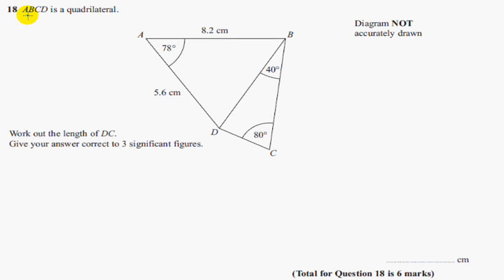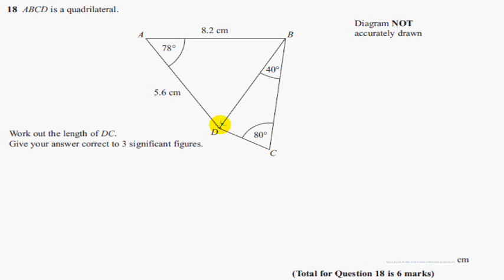Question 18. ABCD is a quadrilateral. Work out the length of DC. Now, you're going to have to split this into two parts. Give your answer correct to three significant figures.